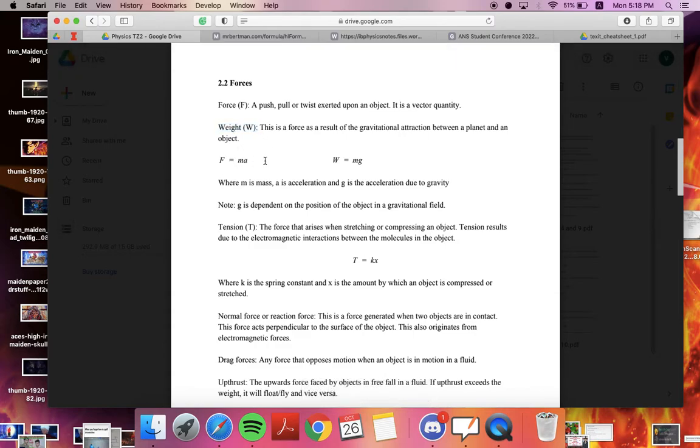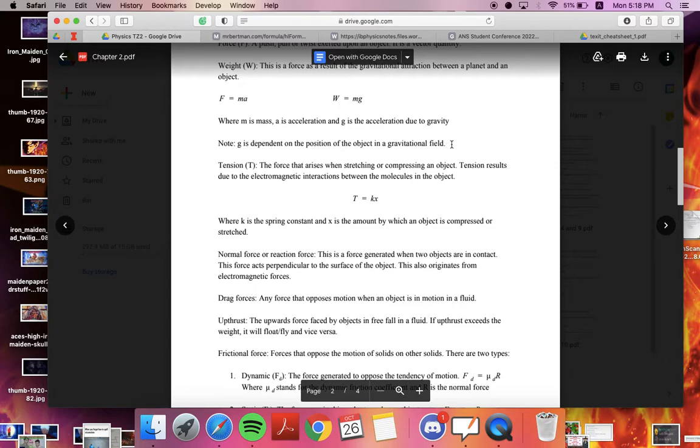And we have some simple formulas. We have F equals ma, mass times acceleration, for calculating the force exerted by any object. And weight is equal to mass times gravity, or the gravitational acceleration, which is 9.81 in case of Earth. And that's just the value for weight. And force is always measured in newtons.